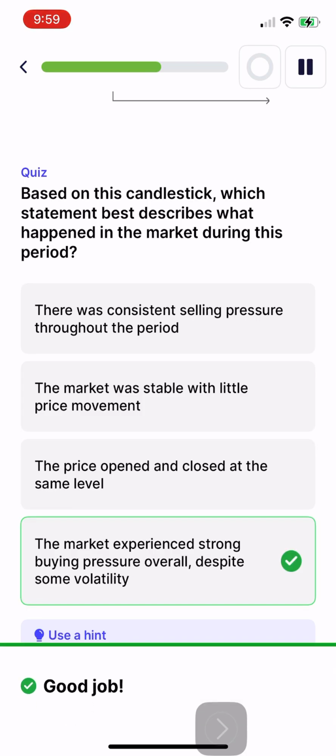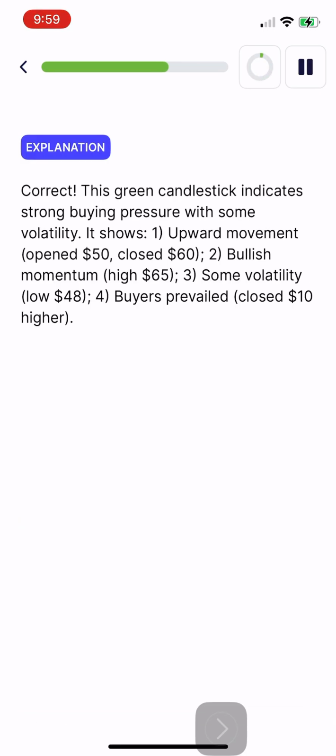Yes, you're right. Correct. This green candlestick shows strong buying pressure with some volatility. It opened at $50 and closed at $60, showing an upward move. The high reached $65 and the low dropped to $48, so there was some volatility. But buyers prevailed, with the price closing $10 higher.